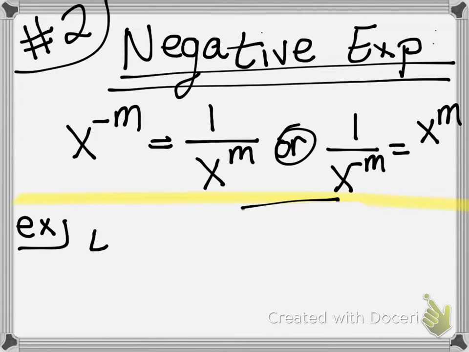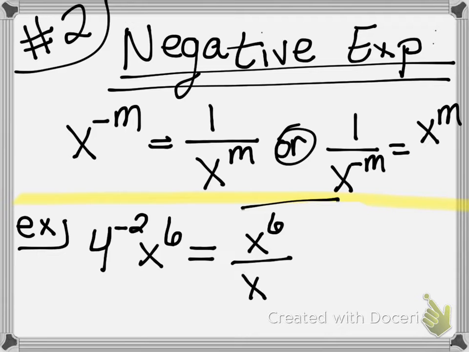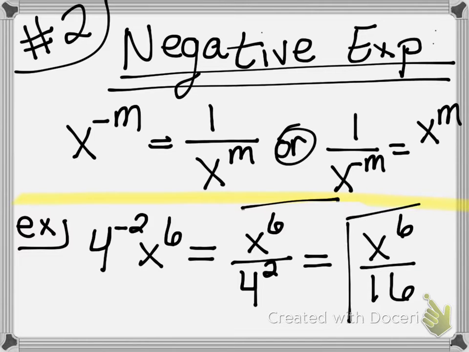Another example is if we have 4 to the negative 2 times x to the 6th. 4 is the only number that has a negative exponent, so that is the only part that needs to move. So that goes to the denominator. And then we're smart, we can figure out what 4 squared is, which is 16, and that is our answer.